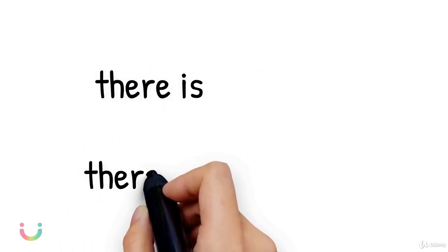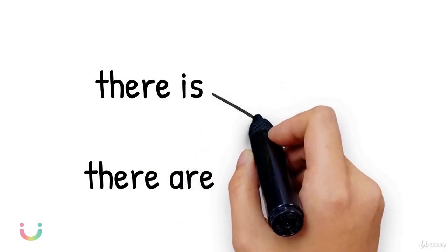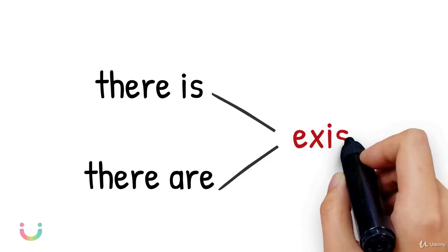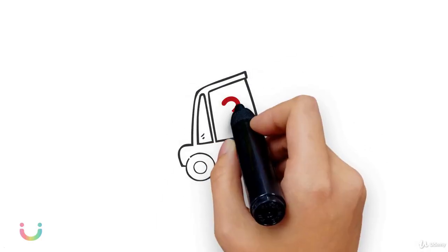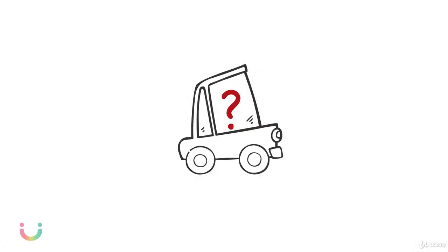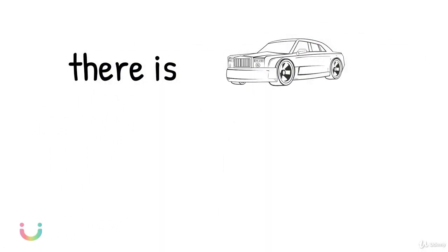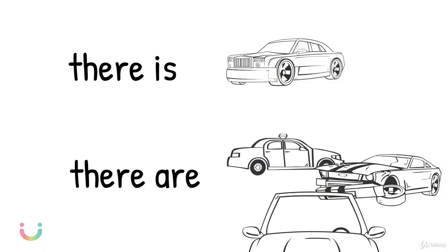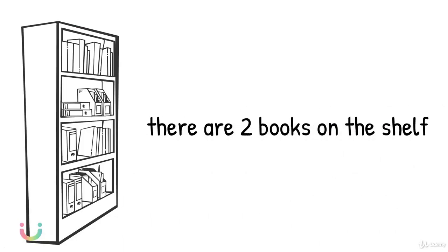The direct meaning of there is and there are is exists. We use these forms when we need to say about a location of some non-specific object. We use there is when the noun is singular, and there are when the noun is plural. There is a book on the shelf. There are 2 books on the shelf.